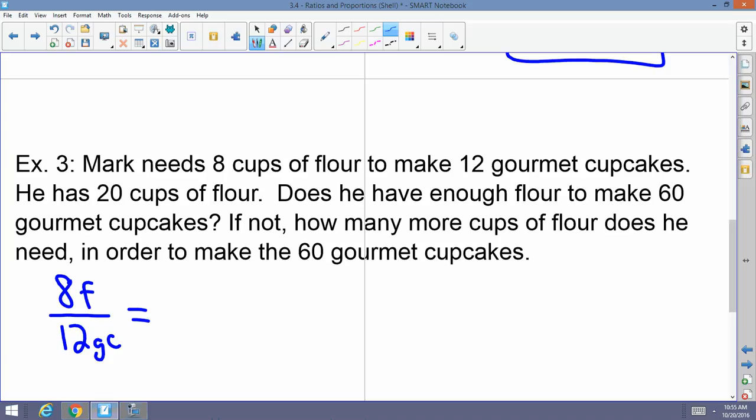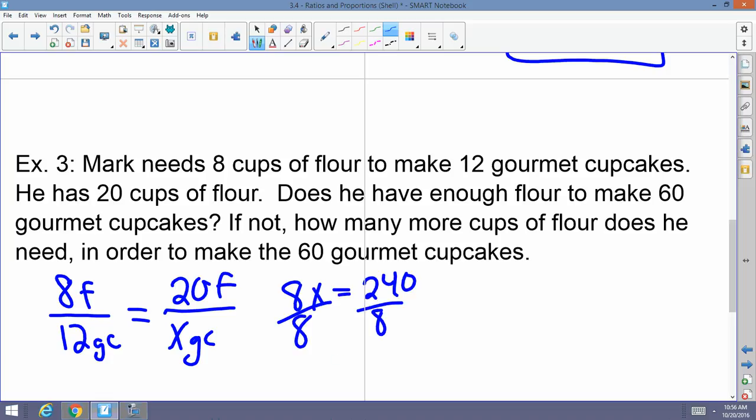Good, phenomenal try, but not a phenomenal answer. Talk to me. Yes, I got 20 cups of flour over x gourmet cupcakes. Let's go ahead and cross multiply. So I got 8x equals 240, divided by 8. So x equals 30. 30 what? Gourmet cupcakes. That's why I label.